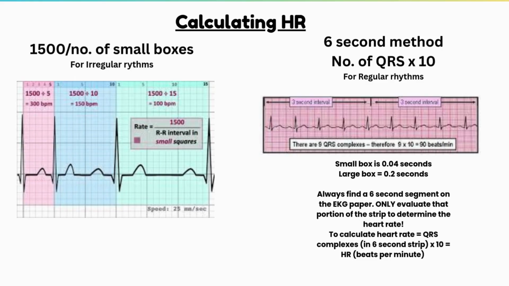So in this example, the first one had 5 boxes between one R wave to the next, and I divide 1500 by 5 to get 300 beats per minute. The next one, there were 10 boxes between the 2 R waves. I divide 1500 by 10, get 150 beats per minute. And then the next one was 15 boxes, and I got 100 beats per minute. Then I just add 300 plus 150 plus 100, divide by 3, and that should be my answer if the rhythm is irregular. I hope this was helpful.